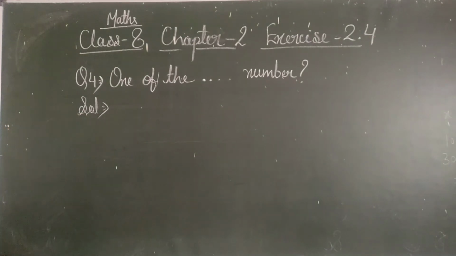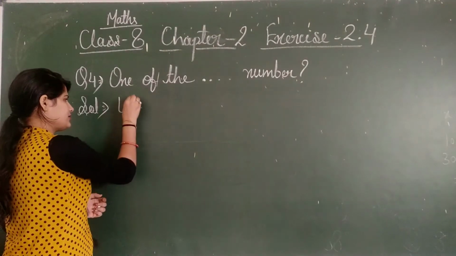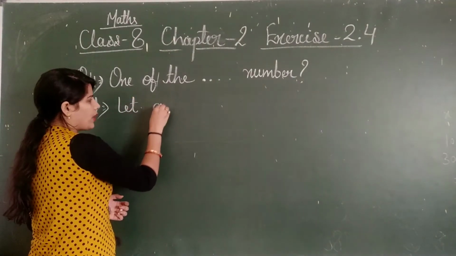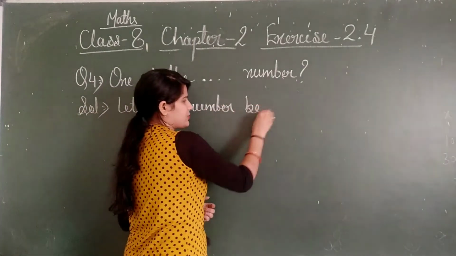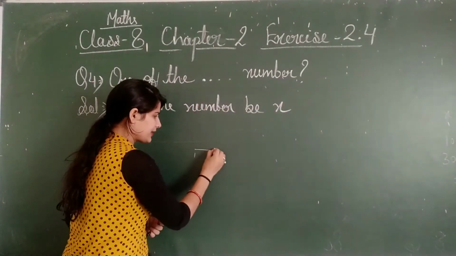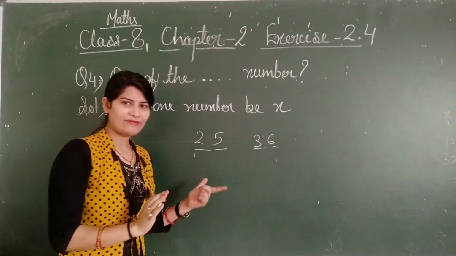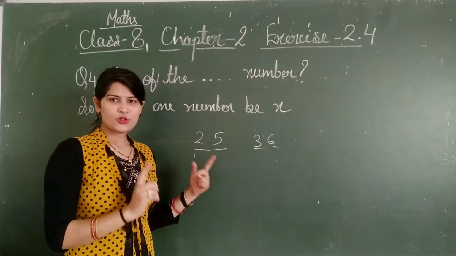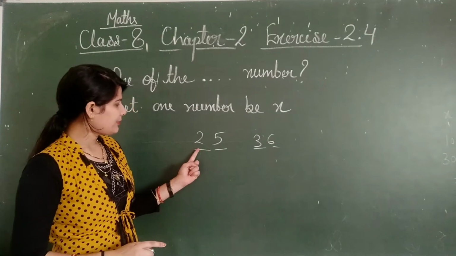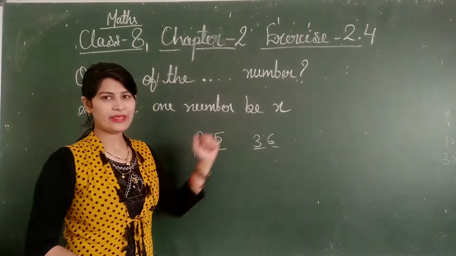two-digit number is 3 times the other digit. That means let one number be x. Okay, there is a two-digit number like this, any two-digit number. So we have to suppose the tens place, because we don't know the ones place or tens place. So I am taking the tens place as x. One digit, one number be x.